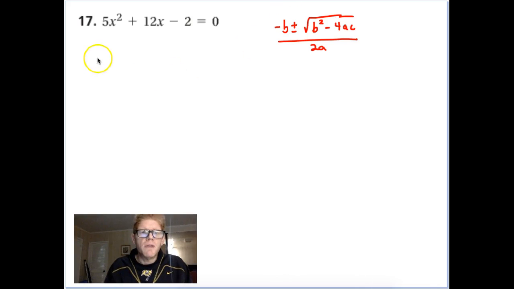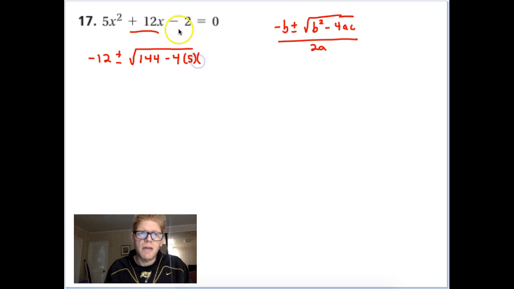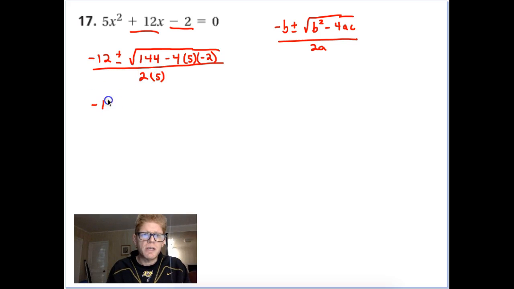Let's use our same formula, then we'll just plug in our values. So -b, since 12 is positive, we're going to use -12 plus or minus the square root of b squared, which is 12, that's 144, minus 4 times a, which is 5, times c, which is -2, and we'll put that all over 2 times a, which is 5. Now, when you punch that all into your calculator, you're going to get negative 12 plus or minus the square root of 184 all over 10.